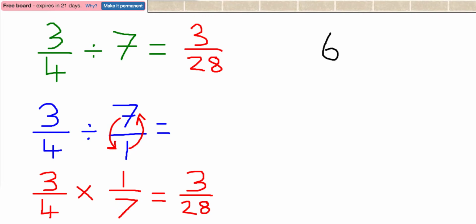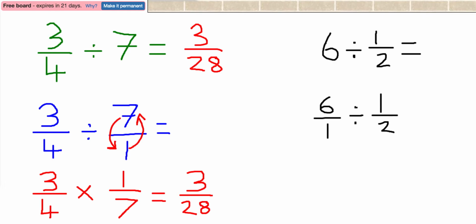Okay, one more example, just in case you see it the other way around. It's exactly the same process. This case we'll have 6 divided by a half. Okay, so if we're going to do a whole number divided by a fraction, we need to turn that whole number into a fraction as well. So 6 is the same as 6 wholes, or 6 ones, divided by a half.